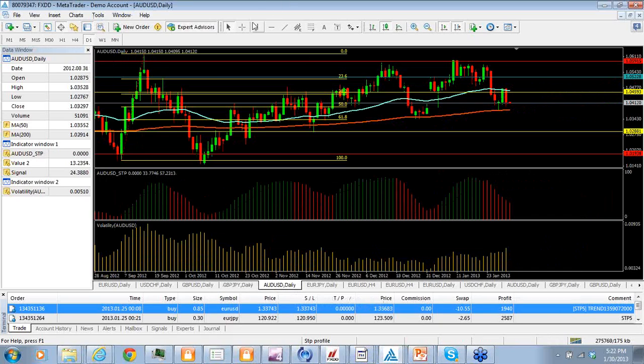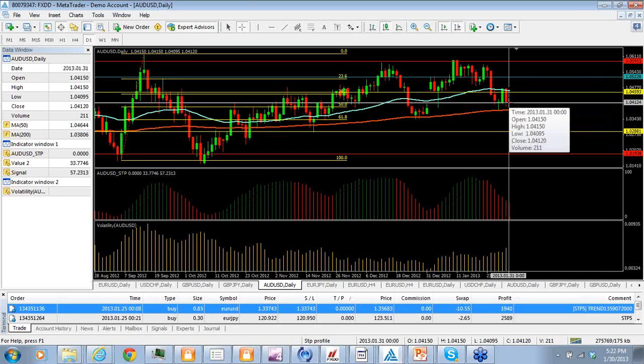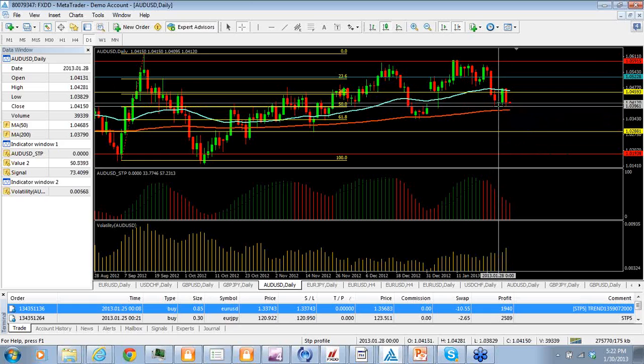Aussie dollar. Now, we talked about this yesterday. I told you that the bias, once we had this doji here, was a buy. We could see it go to the 200. That's precisely what it did. It bounced off the 200, went to the 50 EMA, and really just stopped there.